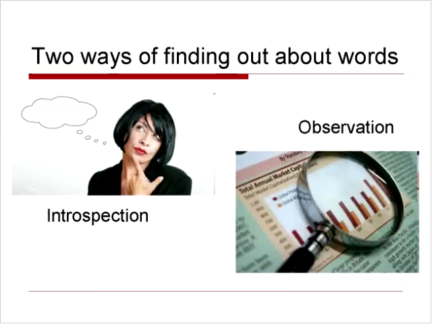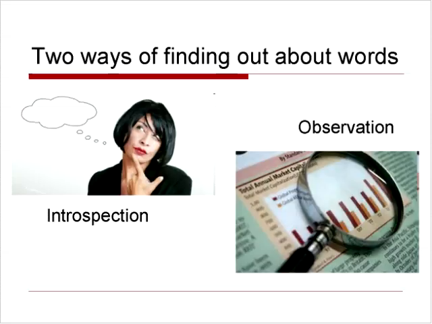Here we are. We've got two different ways of finding out about words. One is introspection, and one is observation. Introspection is, if you like, the old way. Introspection just means you examine what you know about a word yourself. You examine your own memory, your own mental lexicon, we'd say. And you know quite a lot about how words work in your own language. But observation is a much more reliable and much more thorough and much more scientific approach to doing that.